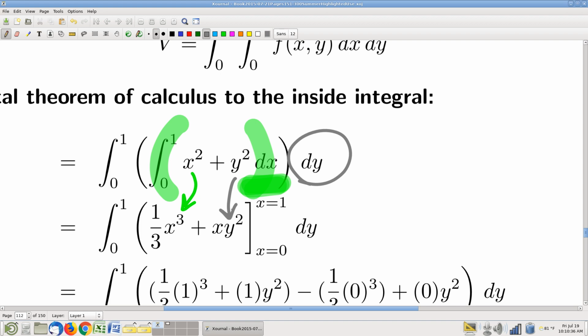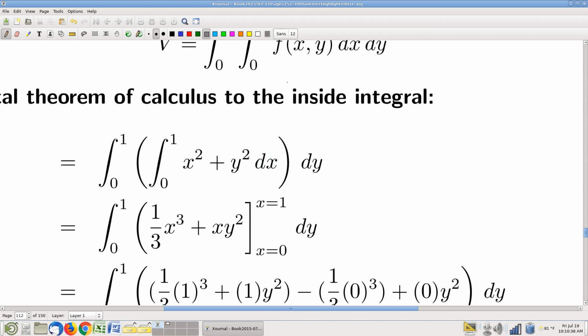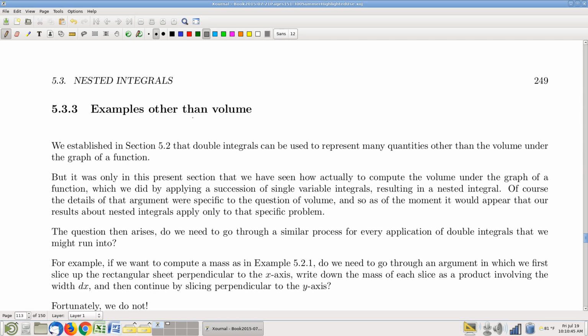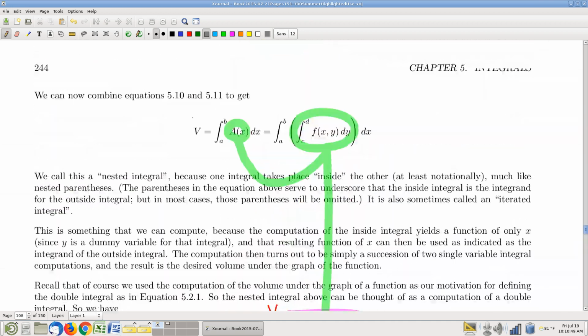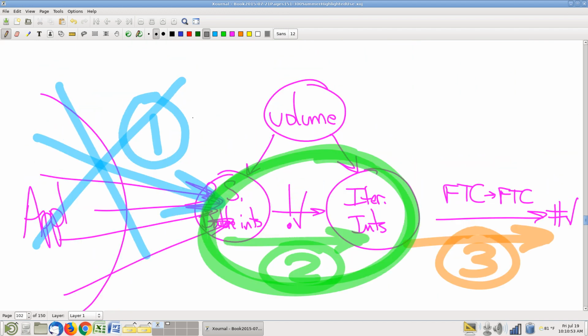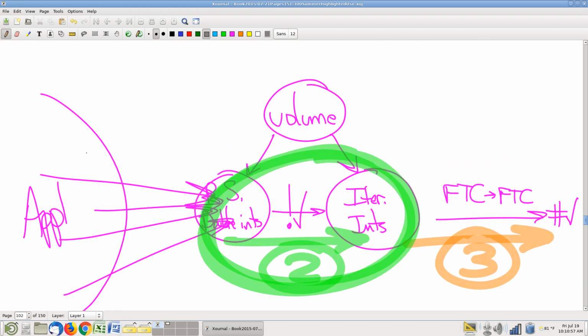Okay. All right. Everything else is details. Y'all can follow through. So let's talk about examples other than volume. Now let me go back to our big strategy picture here, which I've made a mess out of. Let me clean up my mess.